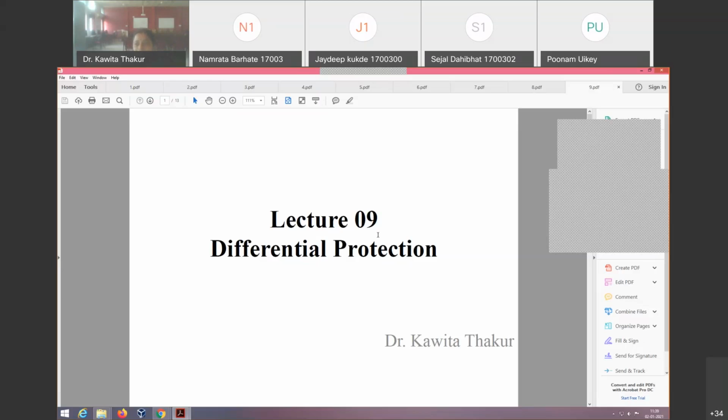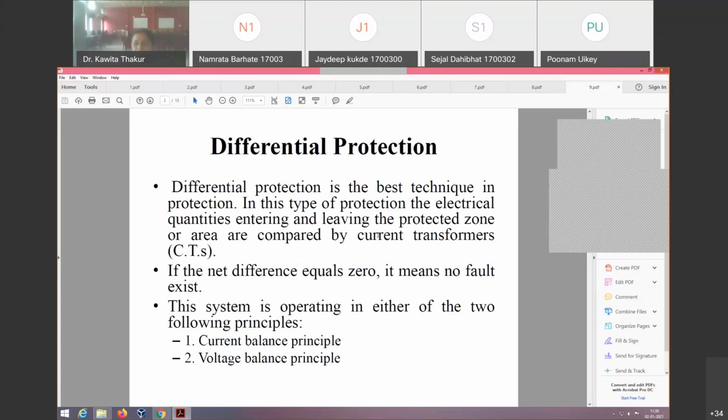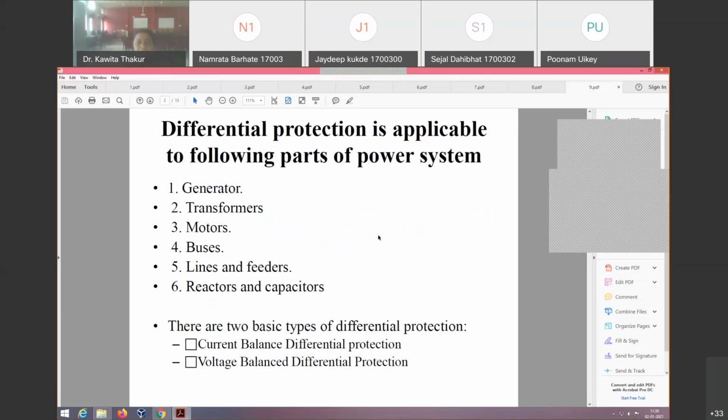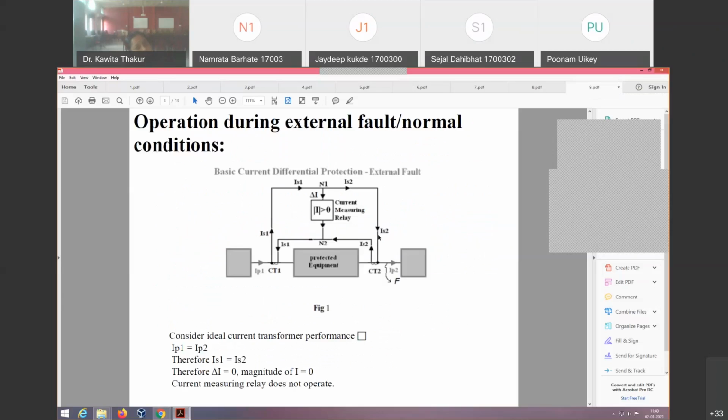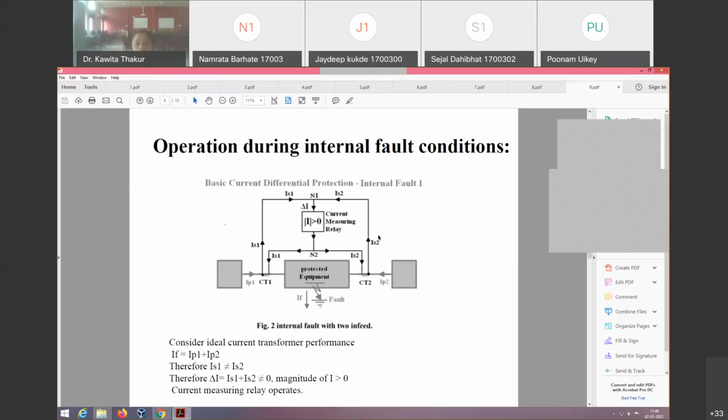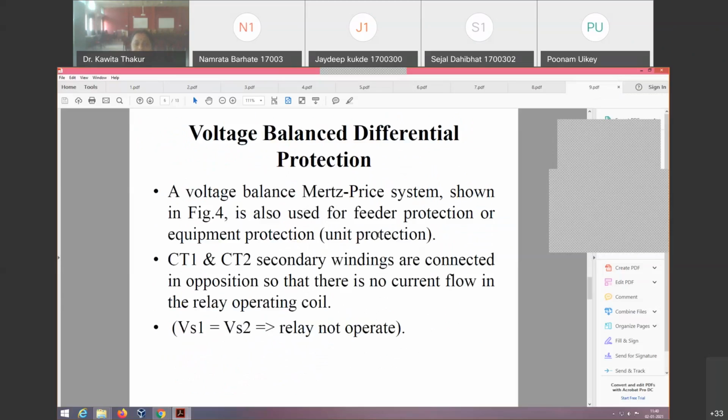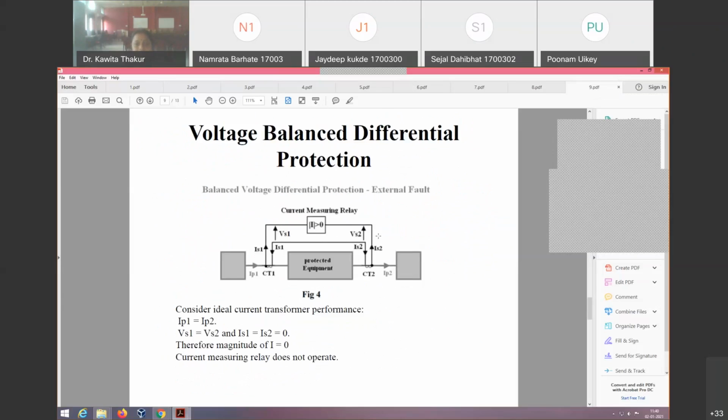Now in the 9th lecture, we have covered differential protection: the current balance principle and the voltage balance principle. This differential protection is applicable to generator, transformer, motor, buses, lines and feeders, reactors and capacitors. So this we have covered in our 9th lecture.